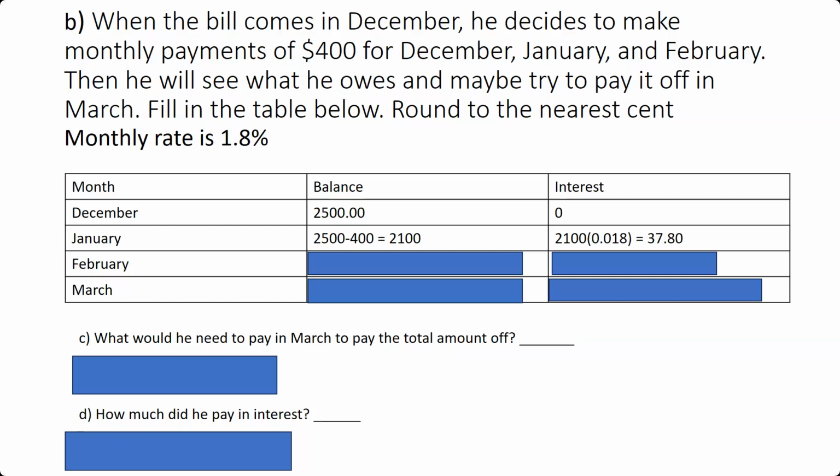Does anyone want to say the balance in February? Their balance would be 1737. Oh, just to add interest. So we take that $2,100 balance plus our interest for that month and add them. And then whatever they decide to pay, and in this case, he's making a $400 payment, so $1,737.